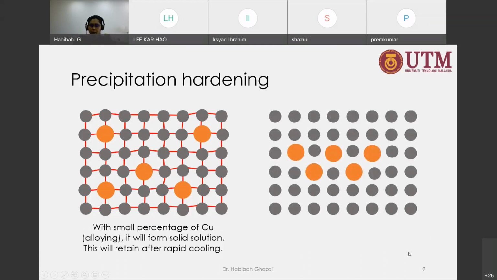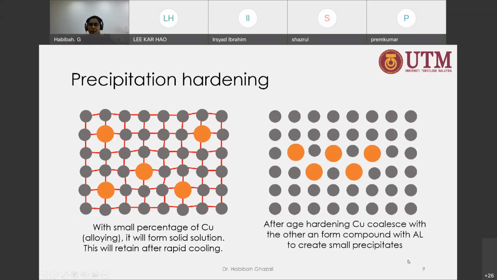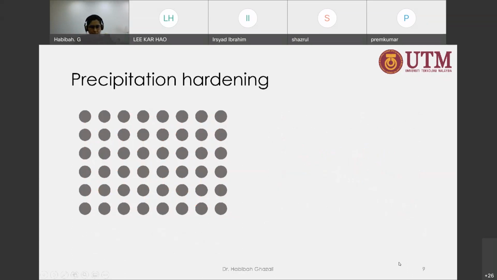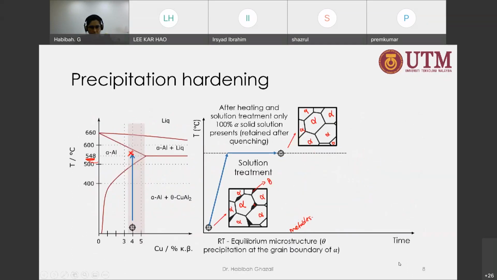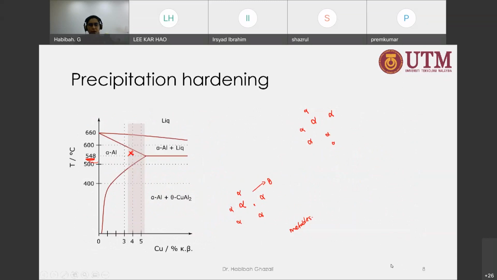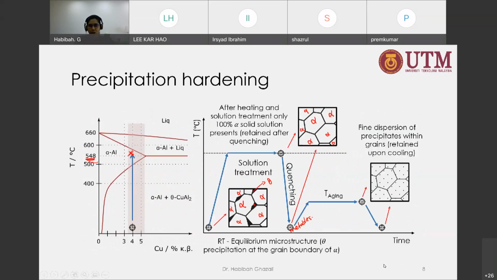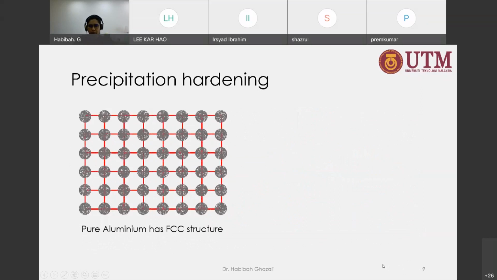So what's going to happen if we increase the temperature slightly? They will start to accumulate with one another that is closer to them and form the compound. Here the compound is Al2Cu, if I'm not mistaken. Yeah, CuAl2. So that's the compound. So that's what happened here.